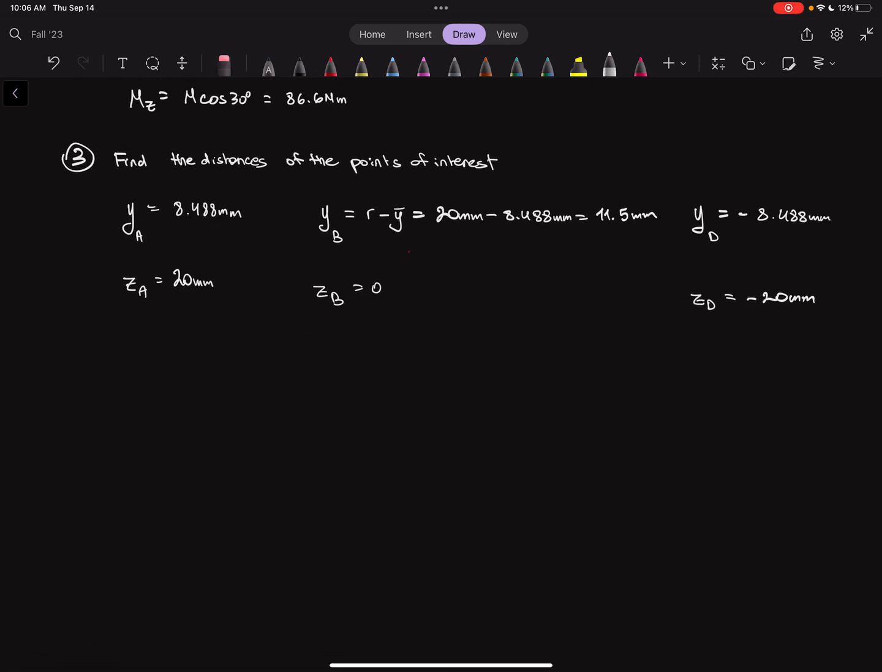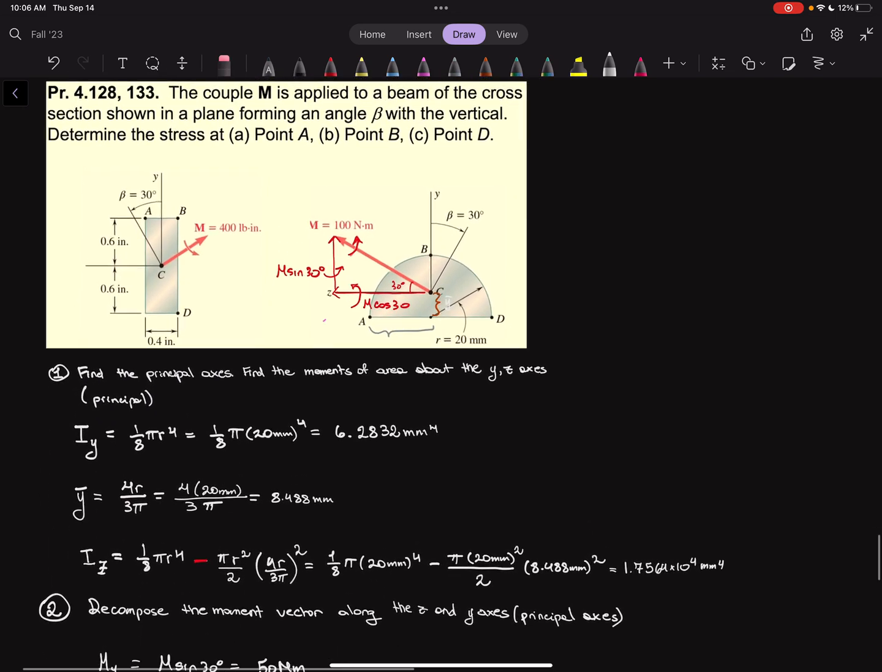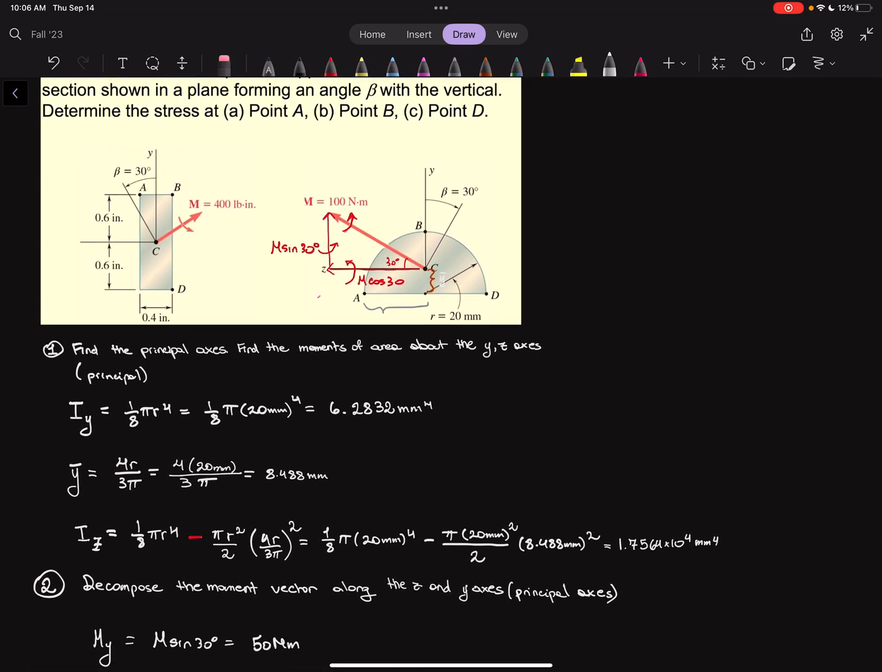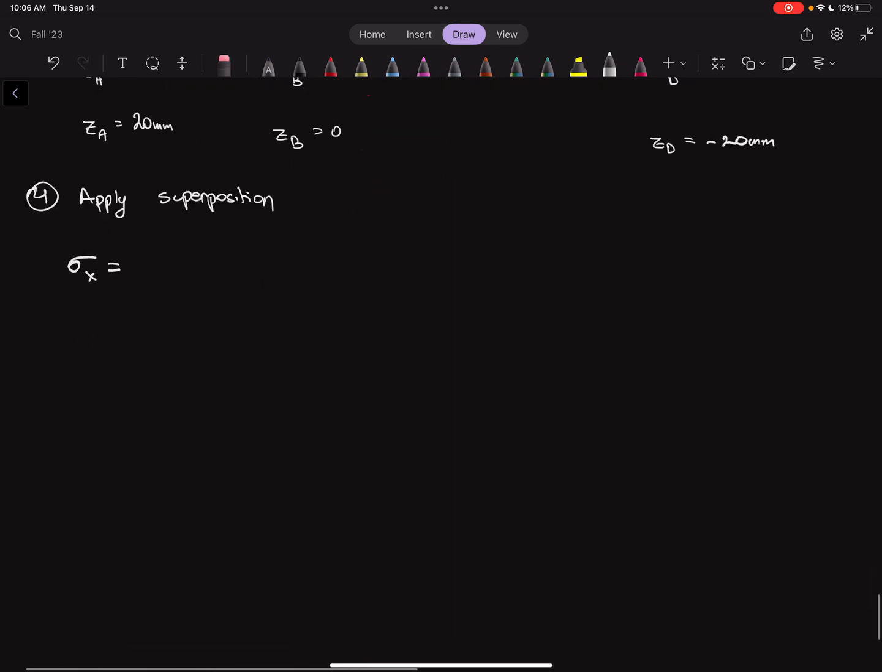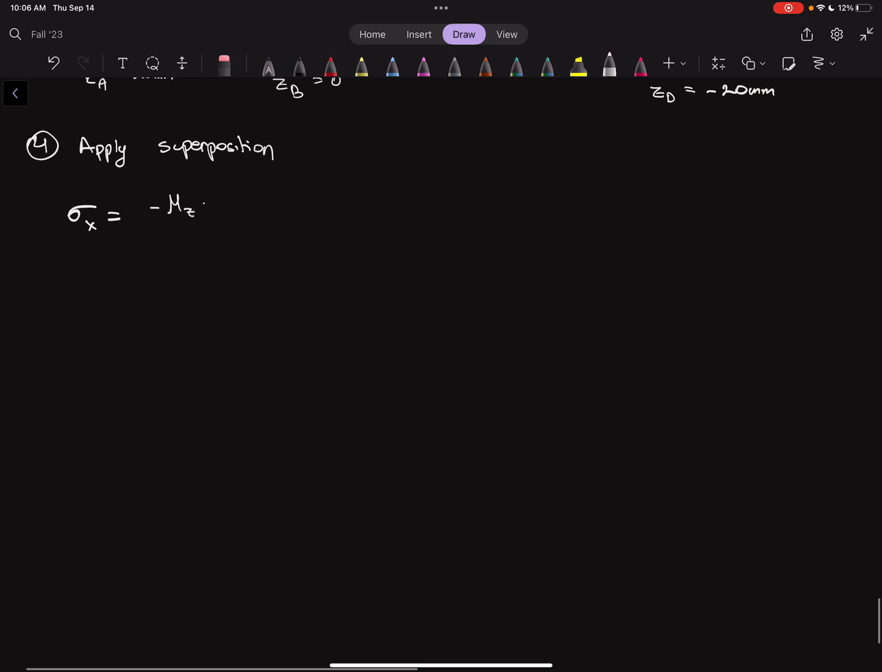So now what I'm going to do, number 4, is apply superposition. So applying superposition, we're going to get that the stress along the x-axis is going to be equal to, and I like to reason the signs here. So let's think about it. If I get a moment as depicted just around the z-axis, I'm going to get compression on the top. So I'm going to get compression here. So compression means I want a negative sign. And my y distance, though, is positive. So I'll need to have a negative in front. So that's going to be negative Mz y over Iz.